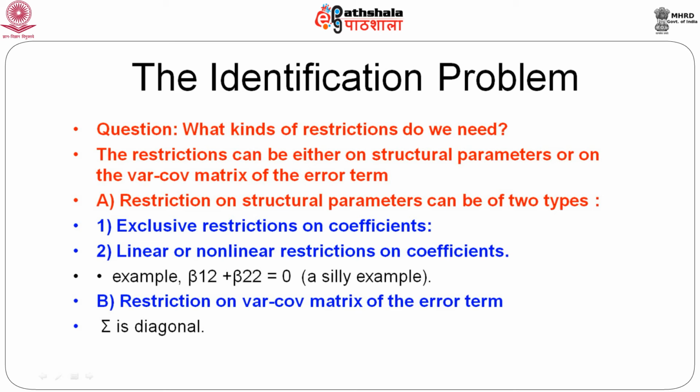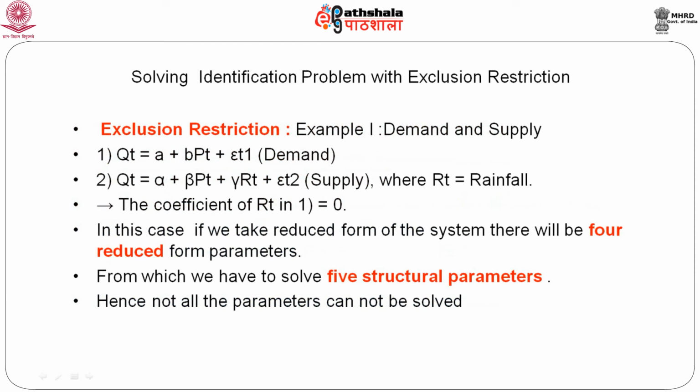Similarly, you can have restriction on the variance covariance matrix of the error term. That is, you can assume the error term of one equation is not correlated with the error term of the other equation, and hence you get a diagonal sigma matrix, that is, a diagonal variance covariance matrix. That is, the off diagonal terms showing the correlation of the error term of one equation with the other are 0.